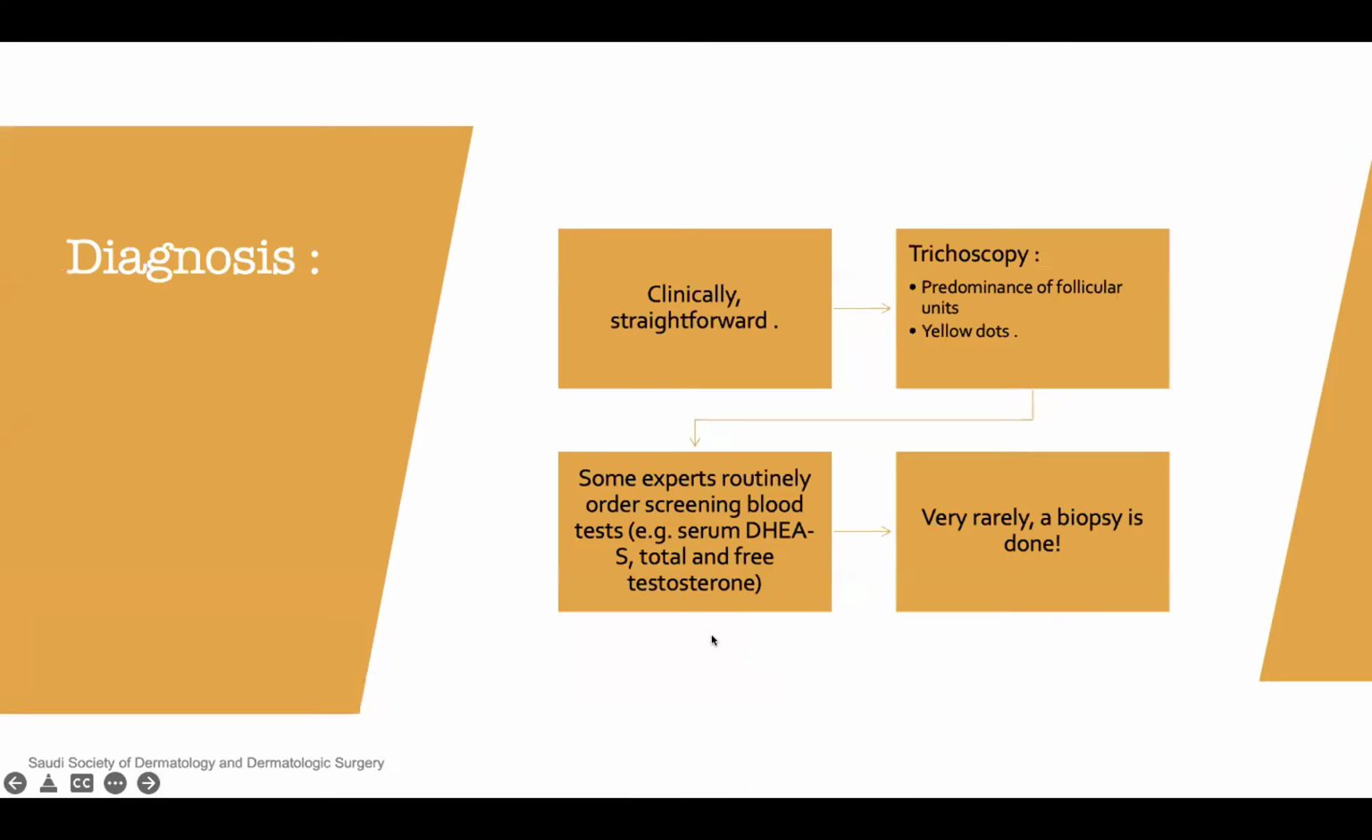Okay, so for diagnosis, basically it's clinically straightforward. Trichoscopy might help. We can find predominance of follicular units and yellow dots, which is high yield in exam questions. In patients with androgenetic alopecia, and in the absence of signs and symptoms of hyperandrogenism, authors do not perform screening laboratory tests. However, some experts routinely order screening blood tests such as dihydrotestosterone, total and free testosterone. And rarely a biopsy is done.